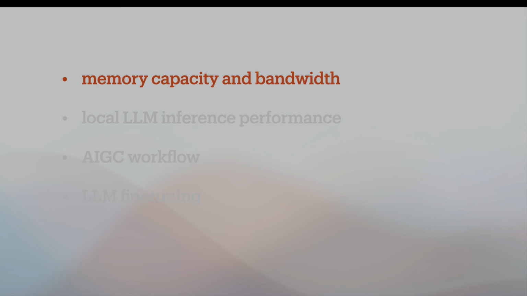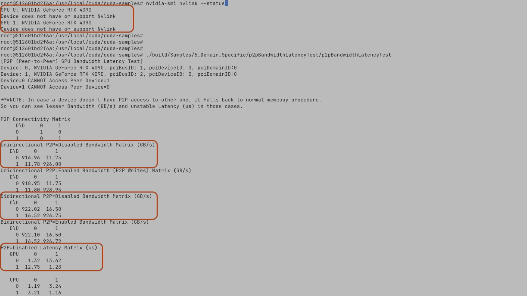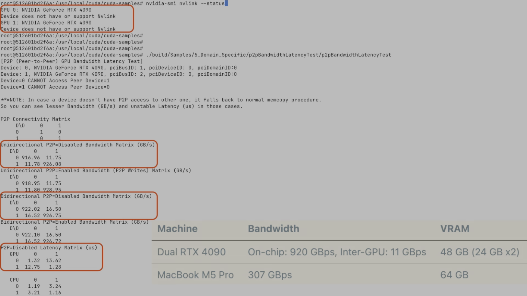First, let's look at memory capacity and bandwidth. For the dual 4090 setup, I compiled and ran NVIDIA's official CUDA tools. For the M5 Pro, we can simply check Apple's official specs for this exact model. The raw screenshots here are a bit messy, so just look at the summary table in the bottom right. In terms of memory capacity and bandwidth, the M5 Pro clearly beats the dual 4090 setup. The Mac uses unified memory, while the RTX 4090 does not support NVLink, so the difference is quite obvious.